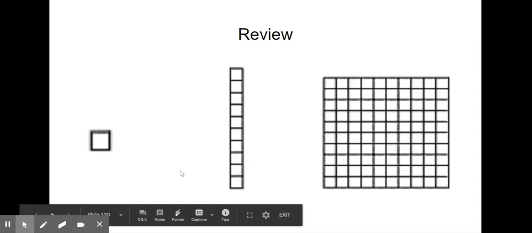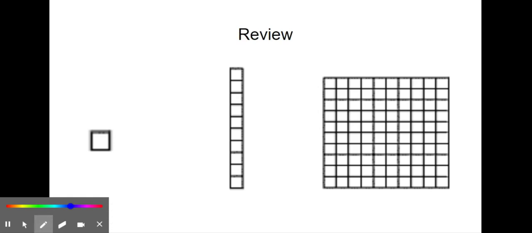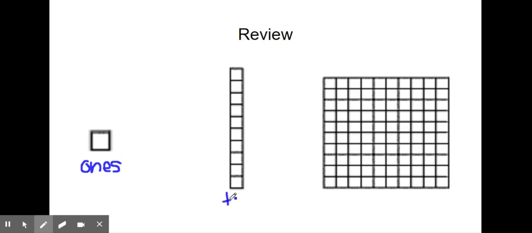Okay, we are going to do a little bit of review. We are reviewing these last couple of weeks of our distance learning so that we are prepared for the 3rd grade. So this square that you see here represents a 1, or ones, right? Whenever we're using models, our base 10 blocks, to represent numbers. This would represent a 10. And this one is a 100.